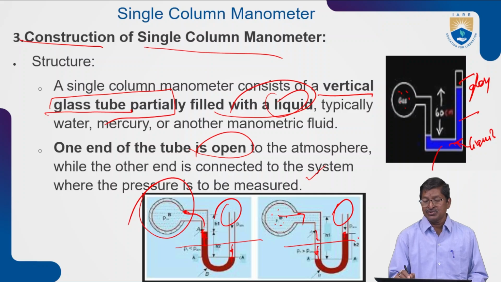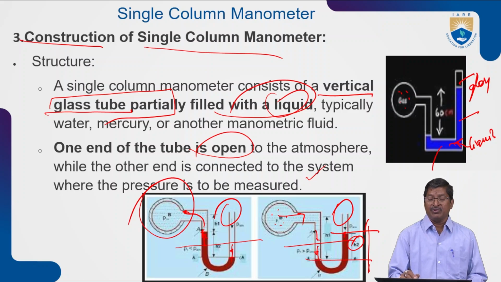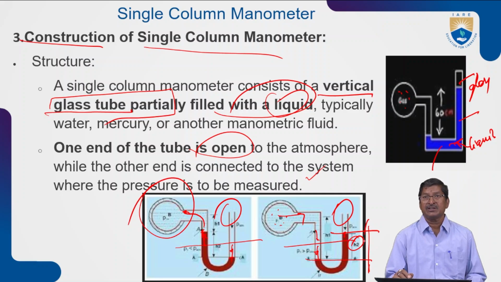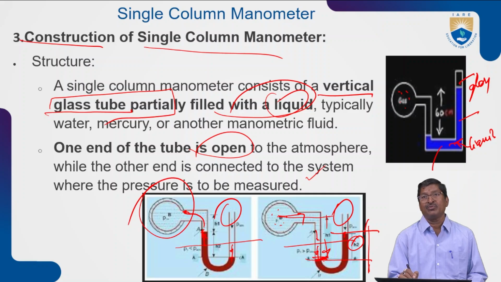Here H2 is nothing but the difference between the left limb level and right limb level of the mercury or liquid. And one more thing: the pipe center to left limb level is called H1. So H1 is the pipe center to left limb level, and H2 is the level difference of the liquids in both left limb and right limb. Here atmospheric pressure will act as usual.